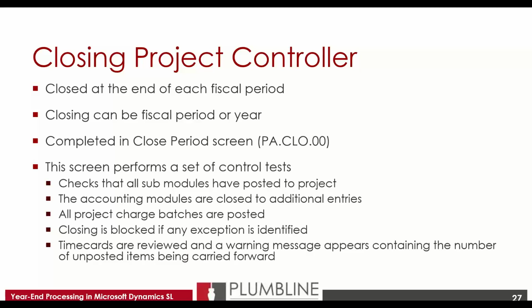This screen specifically is going to perform a set of control tests. It's going to check to make sure that all submodules have posted to project. It checks to make sure the accounting modules are closed to any additional entries, that all your project charge batches are posted, and if any exceptions are identified, then the closing is going to be blocked. Time cards are also reviewed, and a warning message will appear containing the number of unposted items being carried forward. Sometimes the closing screen will present warnings versus errors. If it's just a warning, these items are not going to prevent you from closing the period or year. However, errors will definitely prevent you from proceeding with the close.